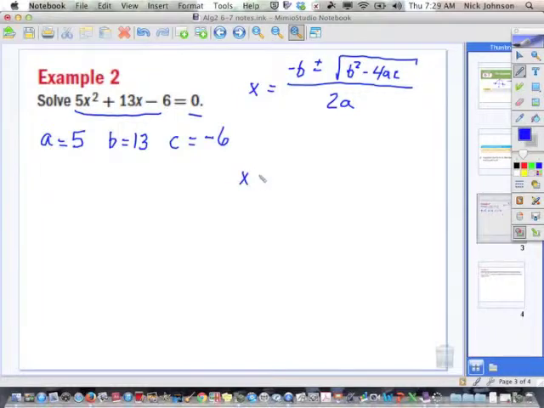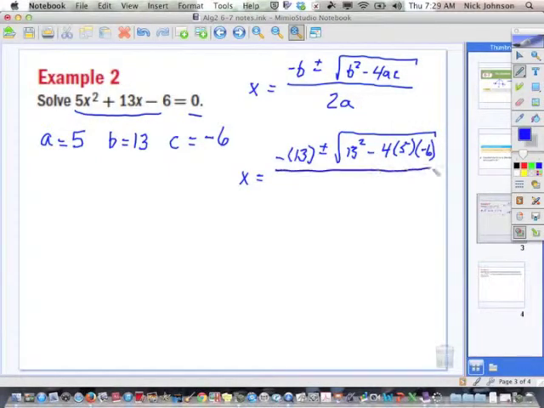Okay? Now all you have to do is plug it in. So x equals negative b. What's b? 13. Plus or minus the square root of b, which is 13 squared, minus 4 times a, which is 5, times c, which is a negative 6, all divided by 2 times a, which is 5. So, break it down into simpler problems.